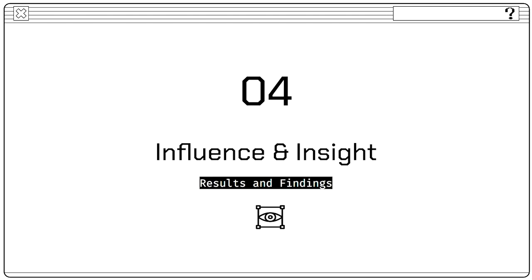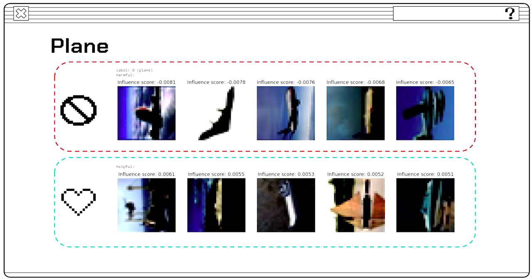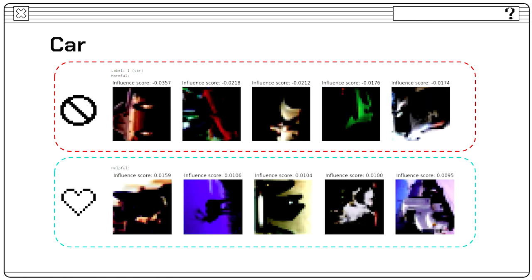Moving on to influence and insight, this section will delve deeper into the planes and cars classes within the CIFAR10 dataset. The images with a harmful influence primarily resemble planes or cars, whereas those with a helpful influence do not strongly resemble planes or cars.